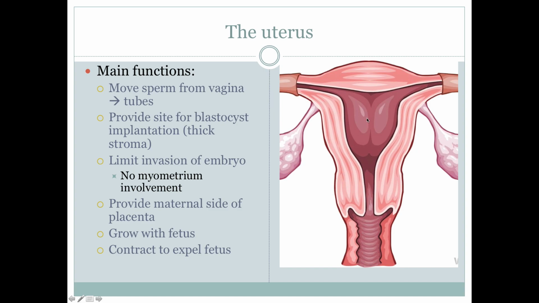It helps move sperm up to the fallopian tubes. It provides a site for the blastocyst to implant. It limits invasion of the embryo. So what does that mean? In cancer, invasion means that it's gone from one tissue type to another. So here's the endometrium, and underneath that's the myometrium. You wouldn't want the fetus growing in the myometrium. That would be really, really awful, and it probably wouldn't survive there. So it limits that by having these nice structures in place so that it implants in the endometrium.